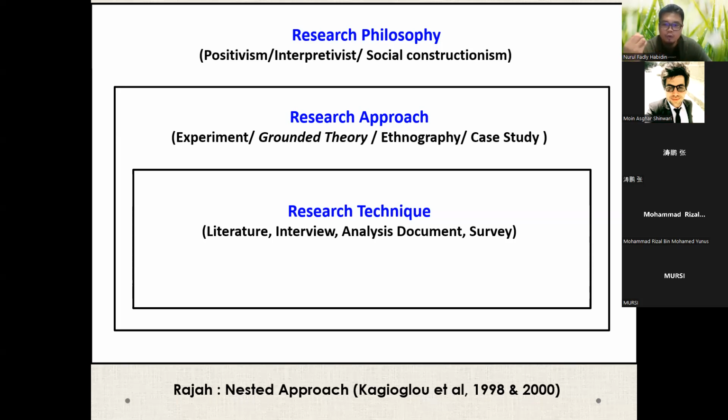If you follow Kagigolo, you should explain in your chapter 3 using this process. You need to explain the research philosophy first. You need to explain whether your research is quantitative or qualitative, and which philosophy you use, positivism or interpretivism. You need to mention it and also explain it, and then justify why this research is more suitable for positivism rather than interpretivism. After you finish explaining the research philosophy, you also need to explain your research approach, and the last one is the research technique.